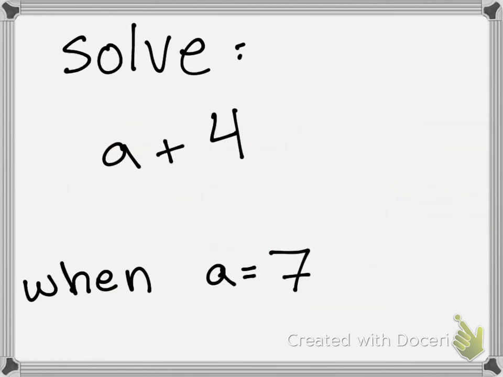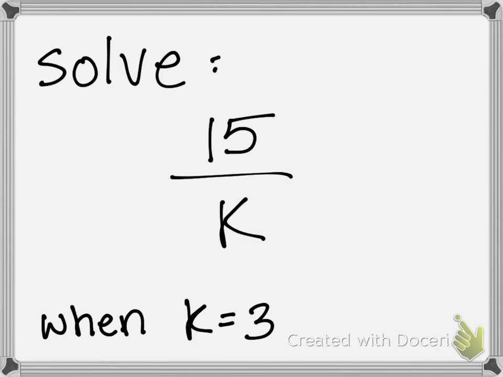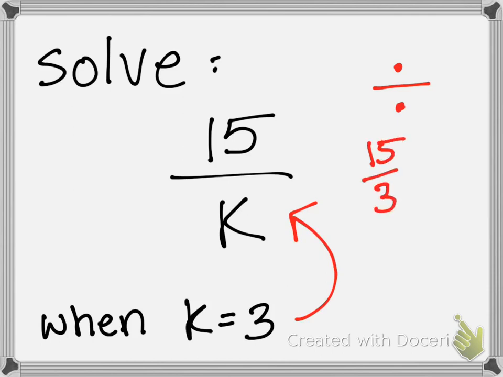So first, if we looked at solving this, what we're given is an expression. In this expression, it is A plus 4, and it tells us that A is 7. So what we do is as simple as plugging 7 into A. We get 7 plus 4 is equal to 11. That's simple. Here's this next one, 15 over k. And when we see that over, we know it means divide, just like those dots are placeholders. So 15 over k, if k is 3, we plug that in. We get 15 over 3. When we simplify, 15 divided by 3 is 5.